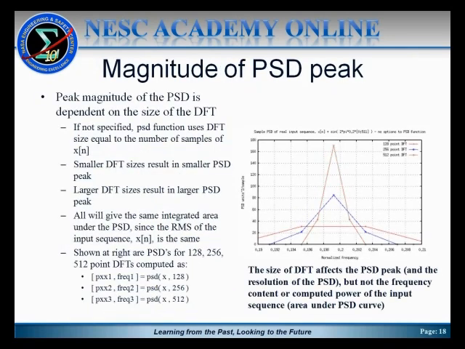And here's an example of the size of the DFT, how it affects the shape of the resultant PSD you get out of it. So we'll go back to our example again. This is a 512 point input sequence, so 512 points in it, and with a normalized frequency of 0.2. And this time we will specify to the PSD function that we want it to use 128 point DFTs, 256 point DFTs, or 512 point DFTs.